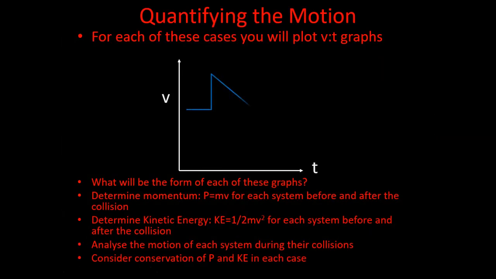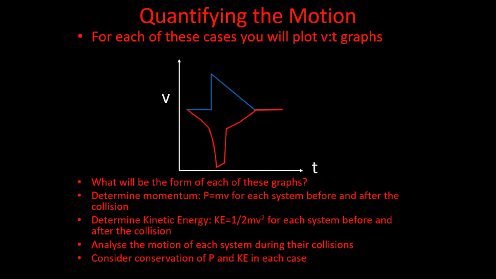So, when you're quantifying your motion, you will have to plot VT graphs, velocity versus time graphs, for both the blue and the red carts. These will often in the sheets be referred to as VA and VB. Think about the form of each of these graphs, what they look like, what this represents, and how the system was behaving.